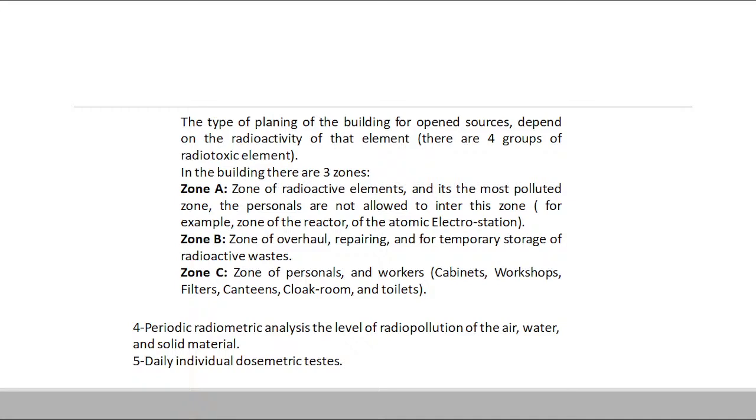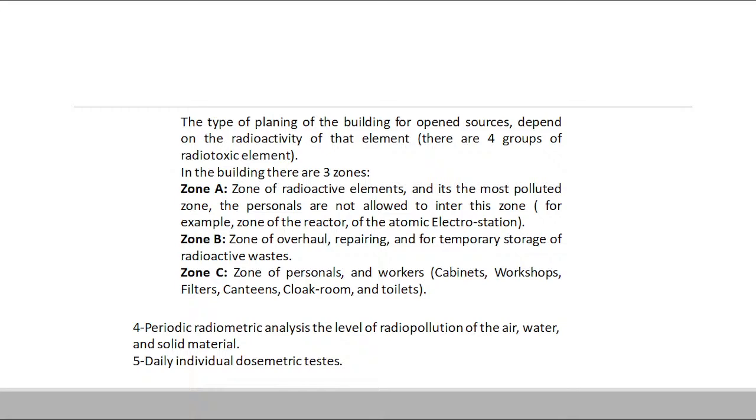There are 4 groups of radiotoxic elements. In the building there are 3 zones, zone A, B, and zone C. Zone A, zone of radioactive elements, and it's the most polluted zone. The personnel are not allowed to enter this zone, for example, zone of the reactor of the atomic electrostation. Zone B, zone of overhaul, repairing, and for temporary storage of radioactive waste. Zone C, zone of personnel and workers, cabinets, workshops, filters, canteens, cloakroom, and toilets.